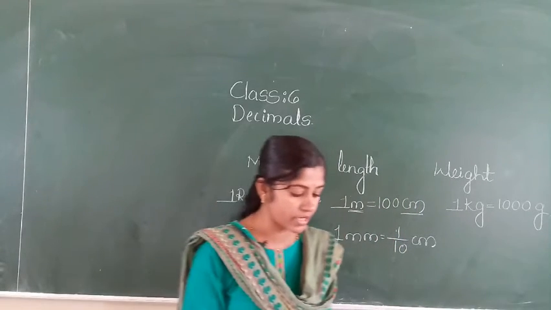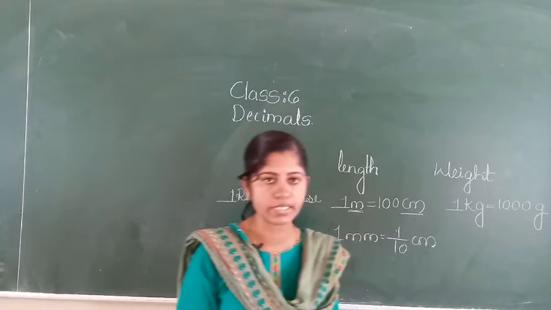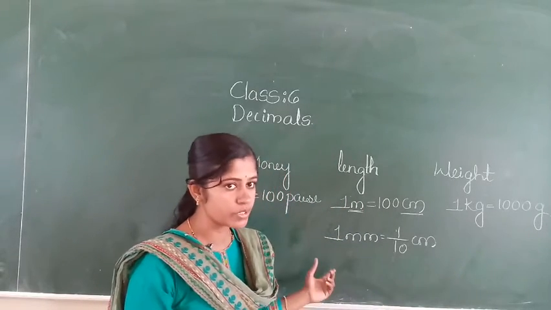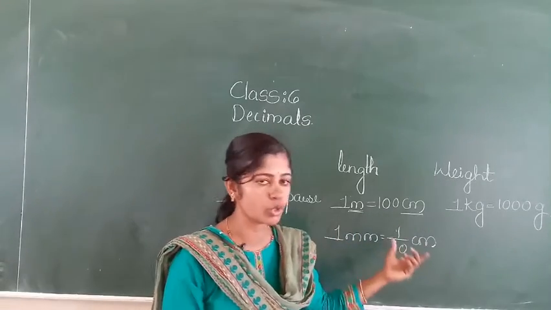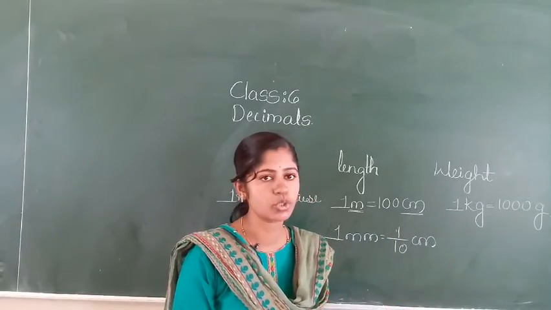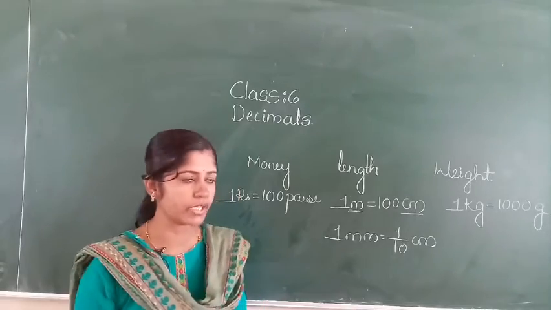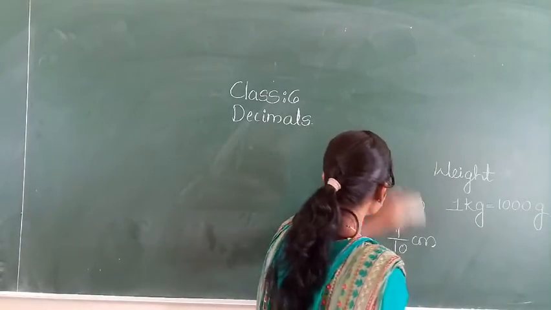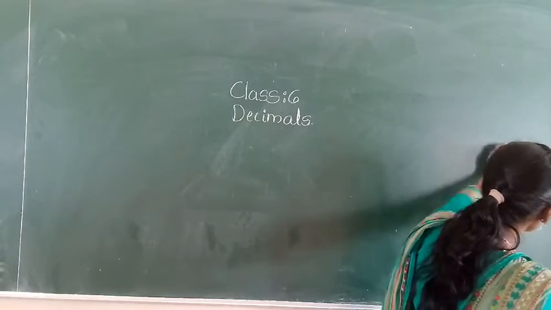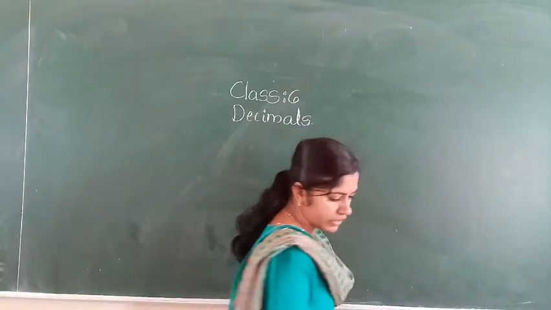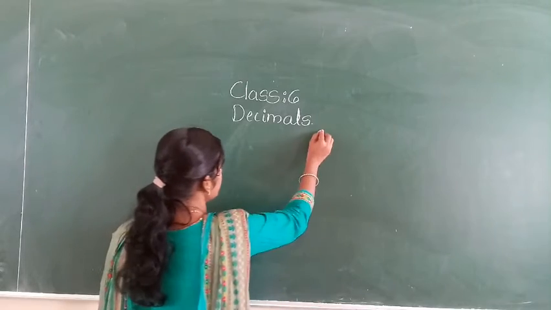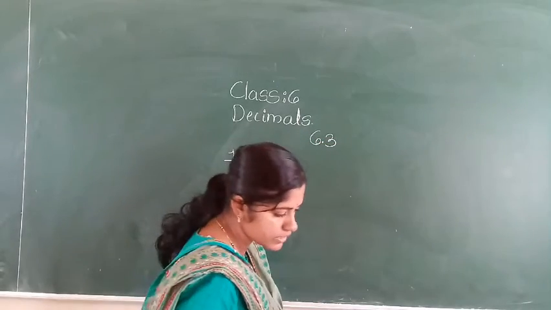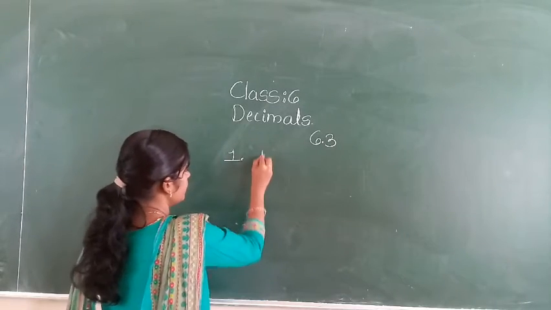The first question is: express as rupees using decimals. You will come to know how to solve if you know 1 rupee is equal to how many paise, 1 meter is equal to how many centimeter, and 1 kg is equal to how many grams. If you know, then you can solve these examples very easily, and you must and should know which one is a greater unit and which one is a smaller unit. So I will solve Exercise 6.3 here.